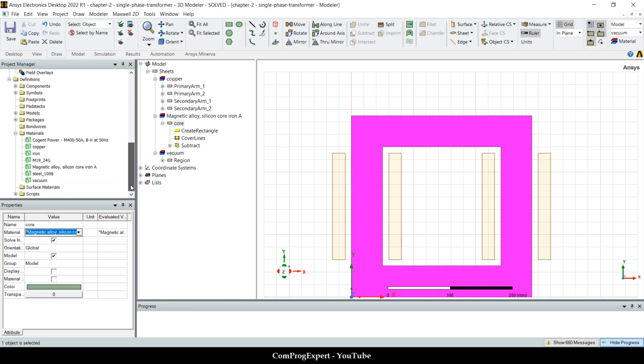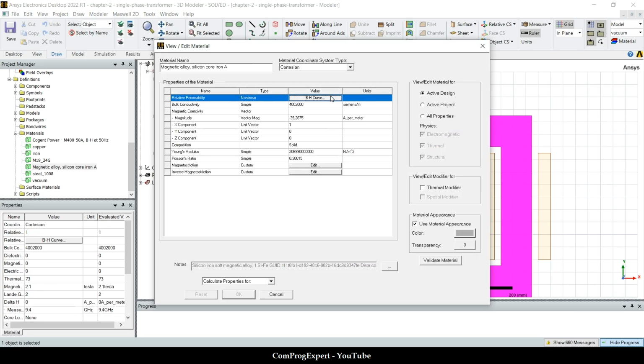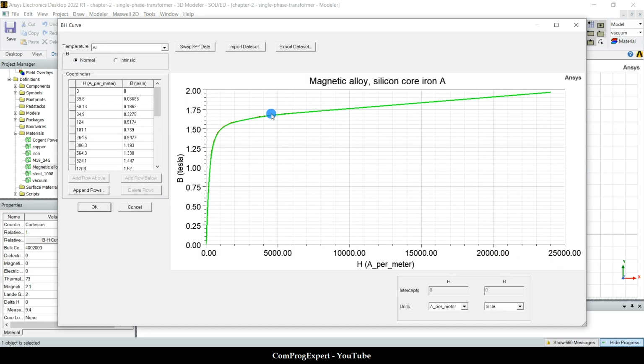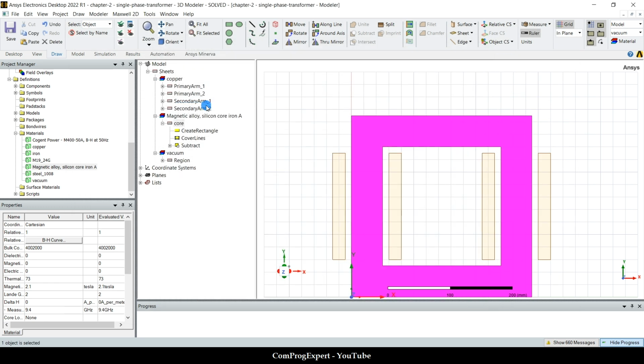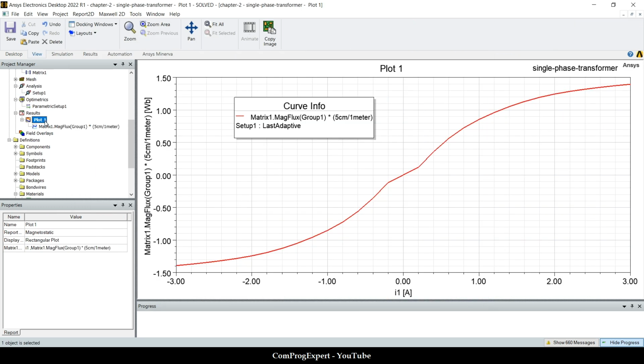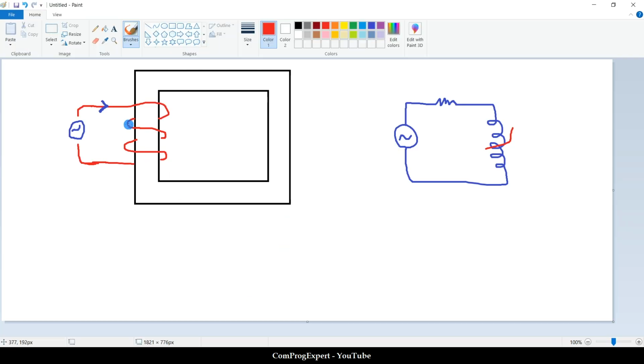You can see the BH curve of this material here. Anyway, so here is the flux linkage characteristic. Okay, we will use it to do this simulation. Now let's generate the model of this problem in the Simplorer.